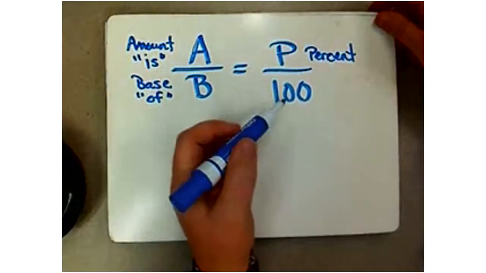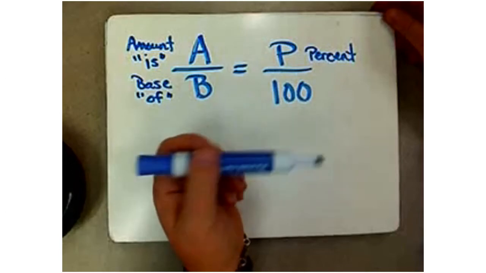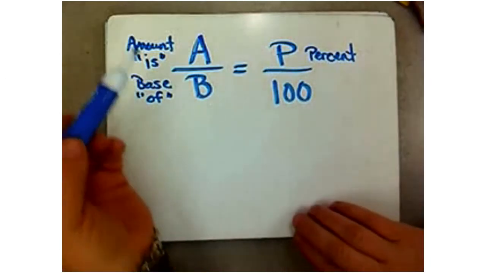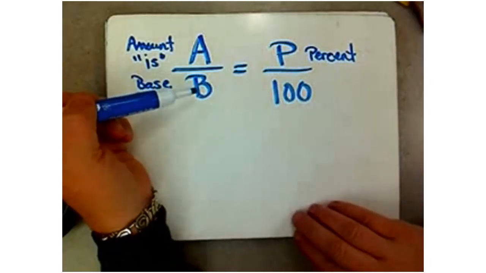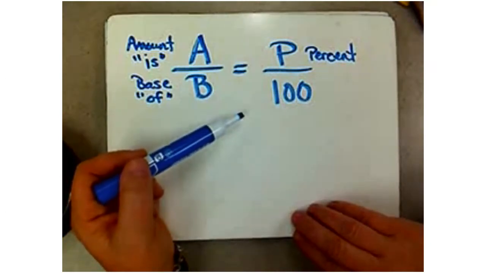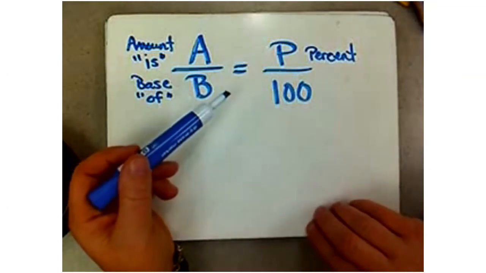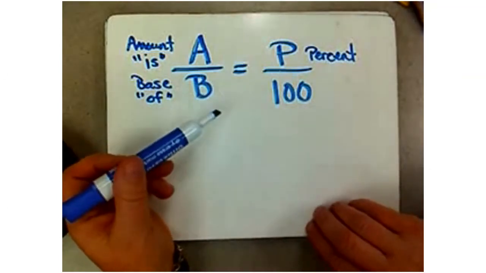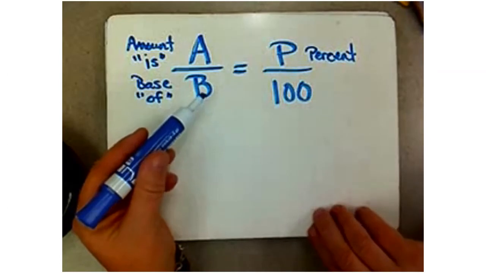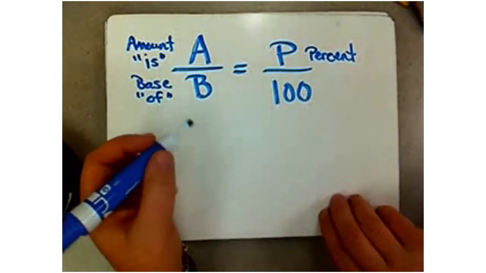And then we put it over 100 because you learned in the last section that percents are just parts of 100. So when we do problems, we're going to put in the information that we have from the problem and solve for what we don't have by doing cross multiplication and dividing by the odd man out, as we like to say, or we can set it up as an algebra problem and use division to solve.